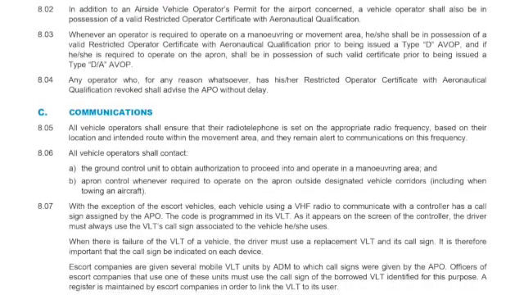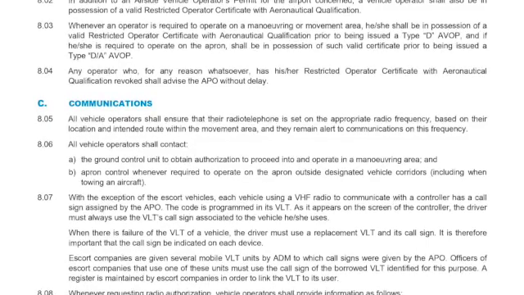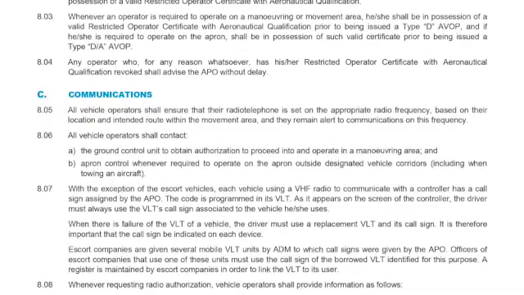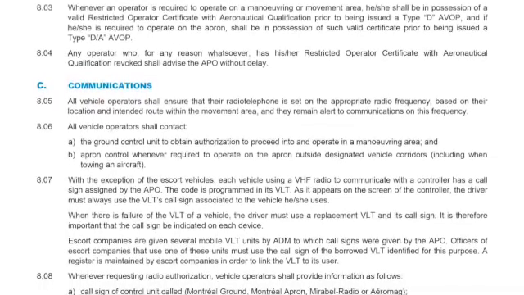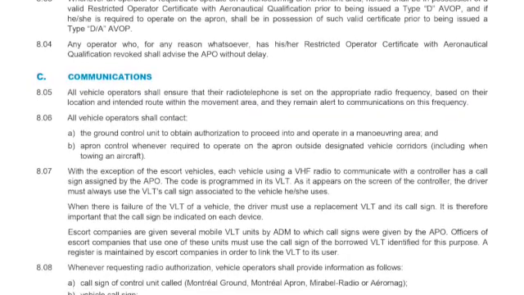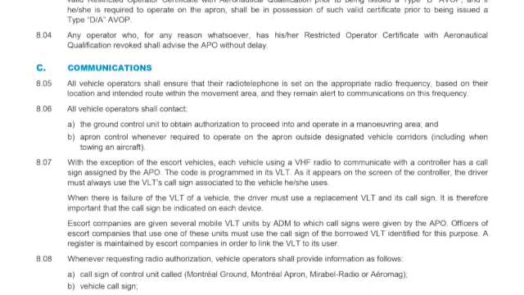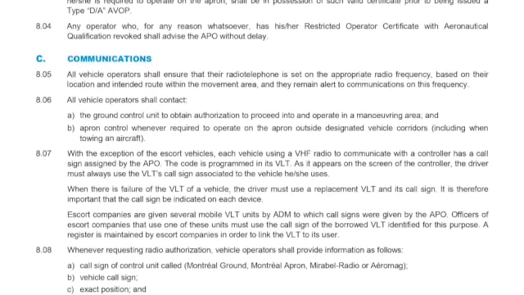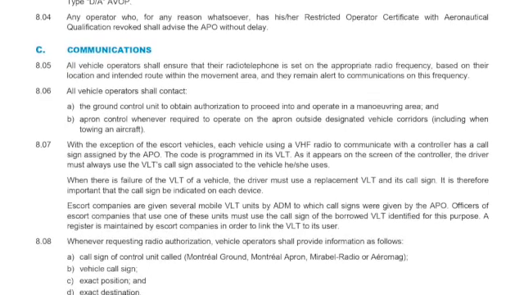07. With the exception of the escort vehicles, each vehicle using a VHF radio to communicate with the controller has a call sign assigned by the APO. The code is programmed in its VLT. As it appears on the screen of the controller, the driver must always use the VLT's call sign associated to the vehicle he/she uses. When there is failure of the VLT of a vehicle, the driver must use a replacement VLT and its call sign. It is therefore important that the call sign be indicated on each device.